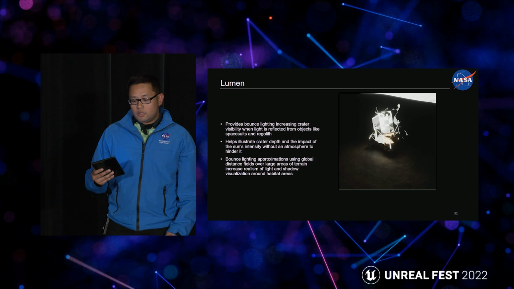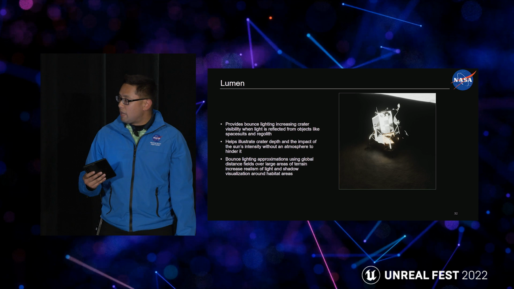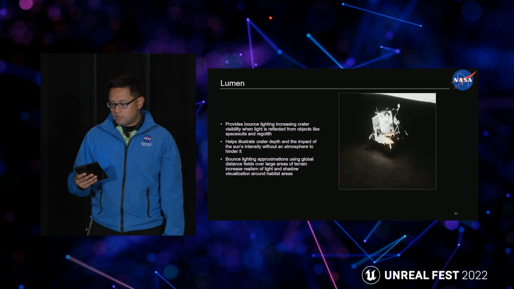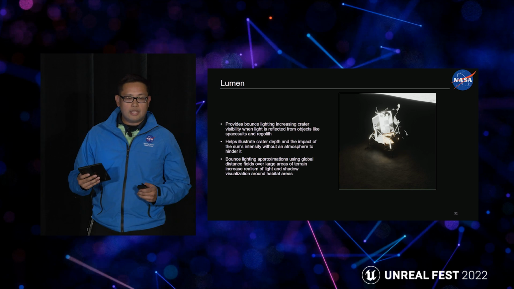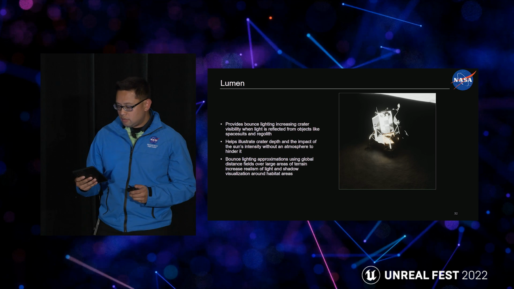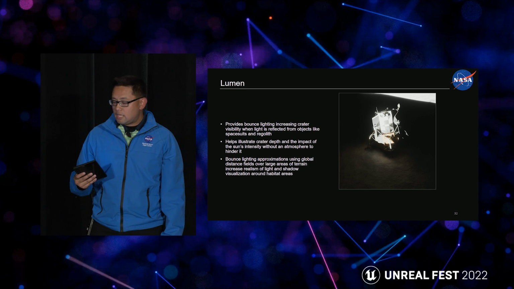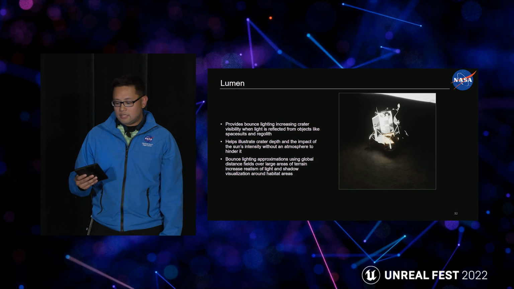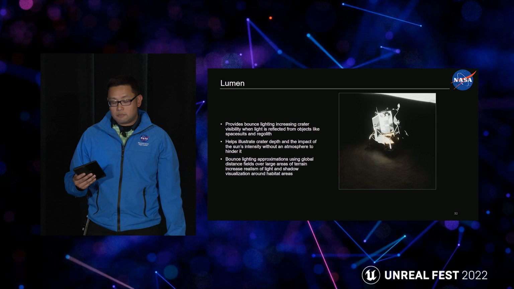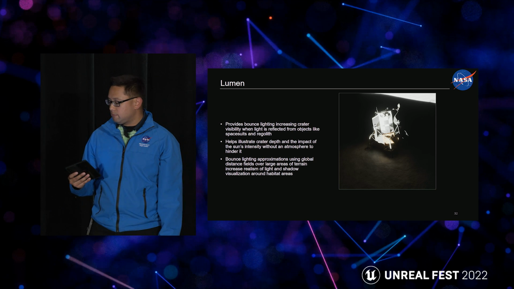We make use of Unreal's Lumen capability to increase the fidelity of representative lighting. The bounce lighting increases crater visibility when light is reflected from objects like a spacesuit or surface assets like a rover, a habitat, or even the lunar surface regolith itself. This capability helps us illustrate the depth of craters as well as the impact of the sun's intensity without atmospheric scattering. These are approximations, but they do improve the realism of how light and shadow can impact your mission environment.